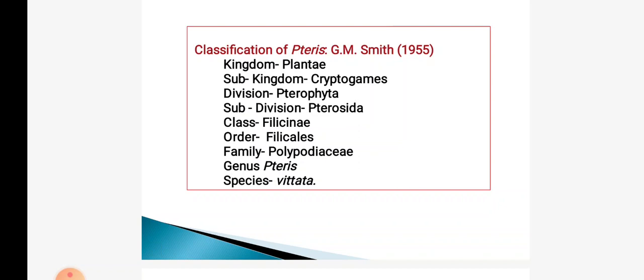Classification of Pteris. It is according to G.M. Smith. Kingdom Plantae, Subkingdom Cryptogams, Division Pteridophyta, Subdivision Pteropsida, Class Filicineae, Order Filicales, Family Polypodiaceae, and Genus Pteris, Species vittata.